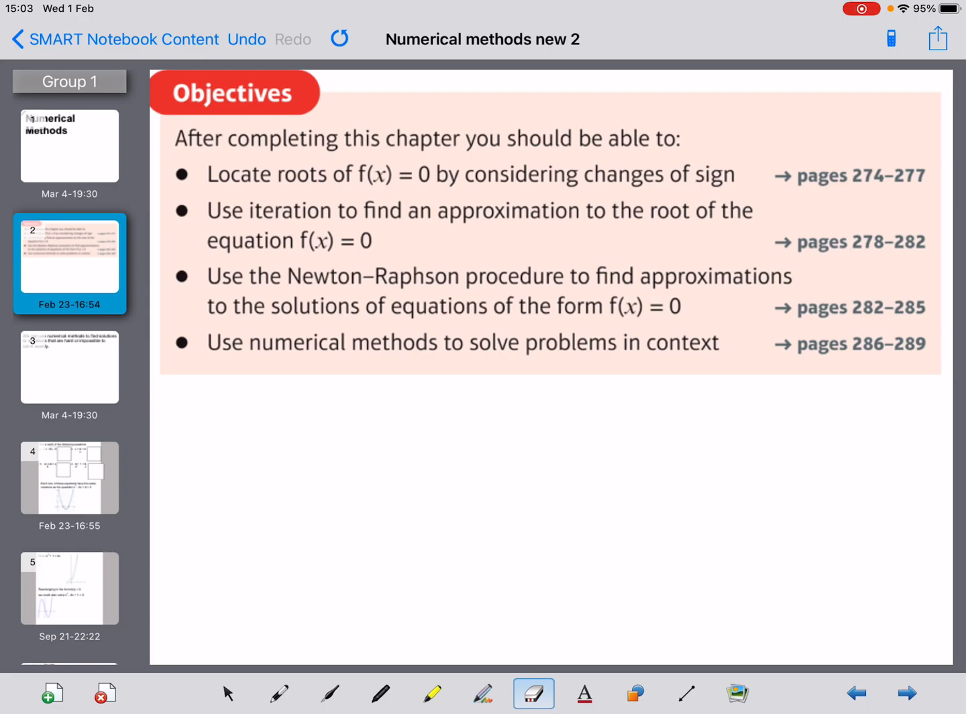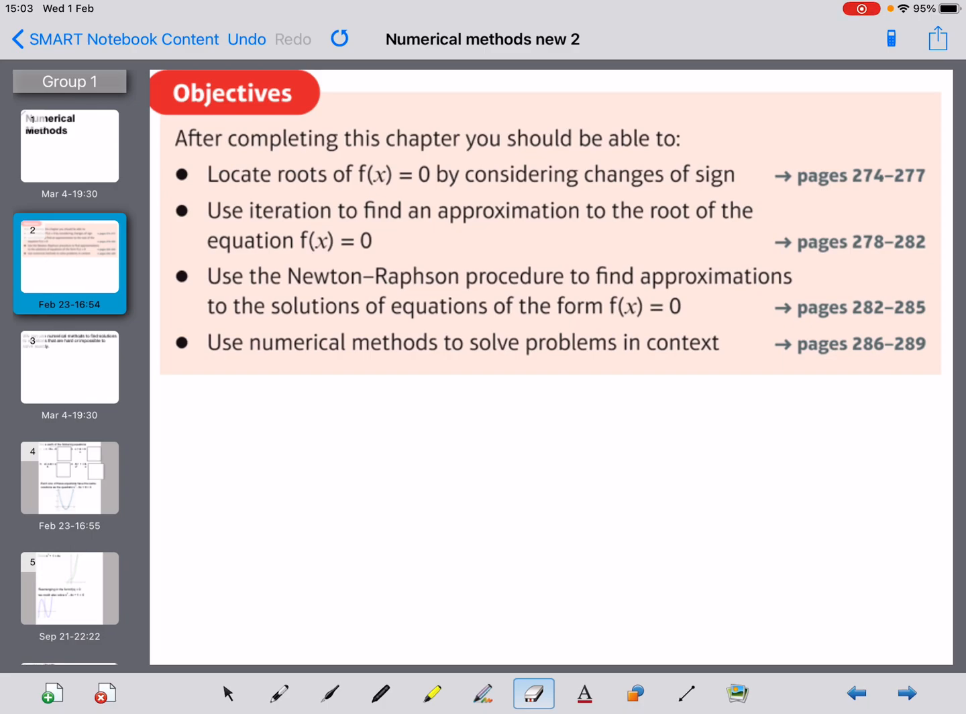To be able to use an iteration procedure to find an approximation to a root, or to be able to use the Newton-Raphson procedure to locate the root. And then we're going to be looking at a range of problems in and out of context using numerical methods.